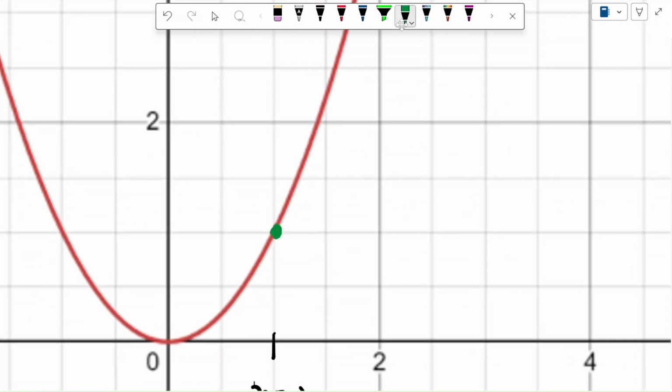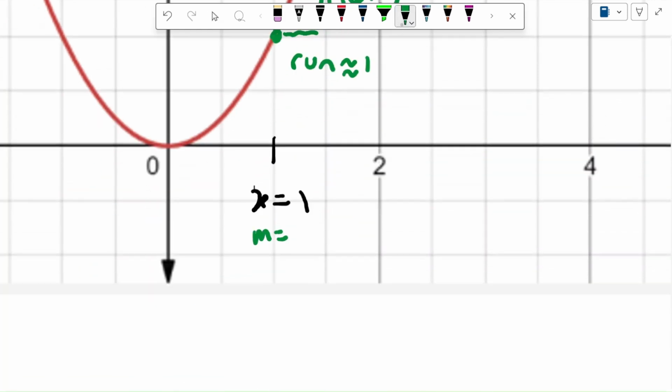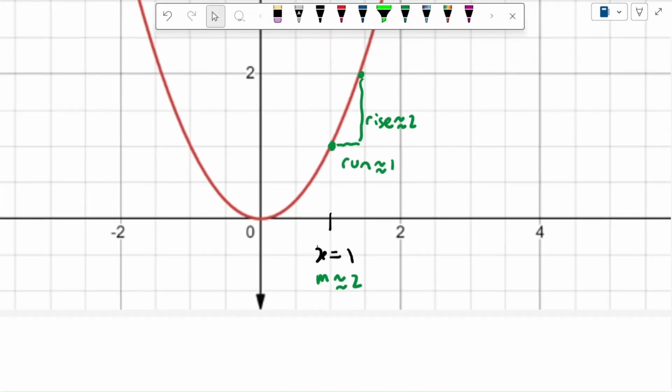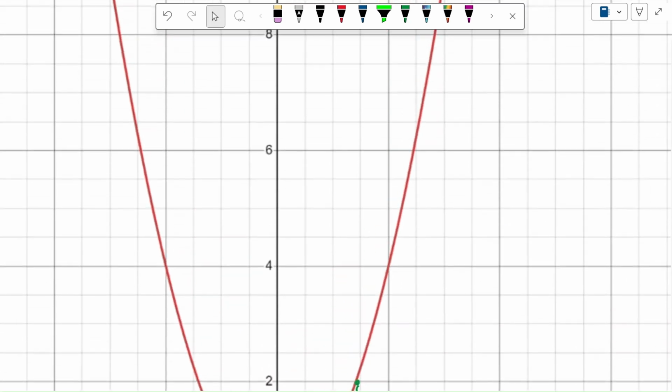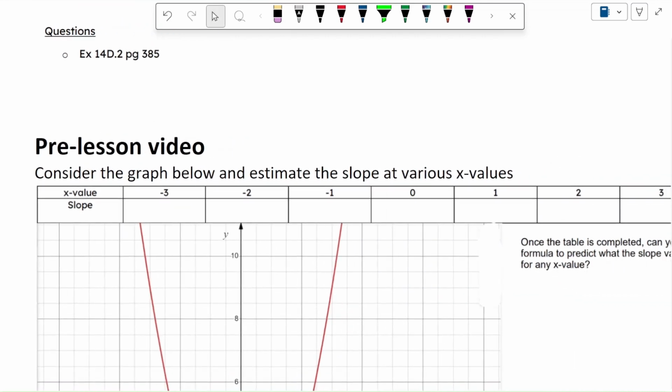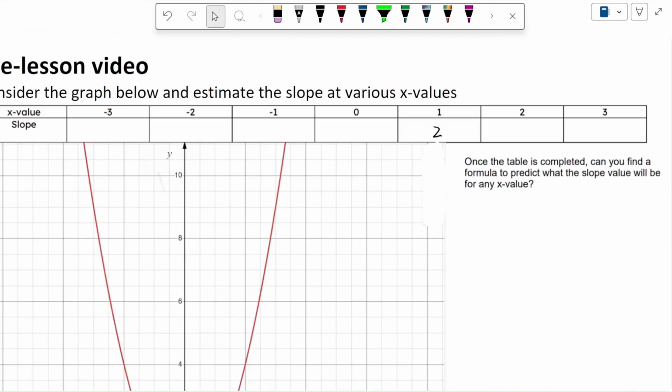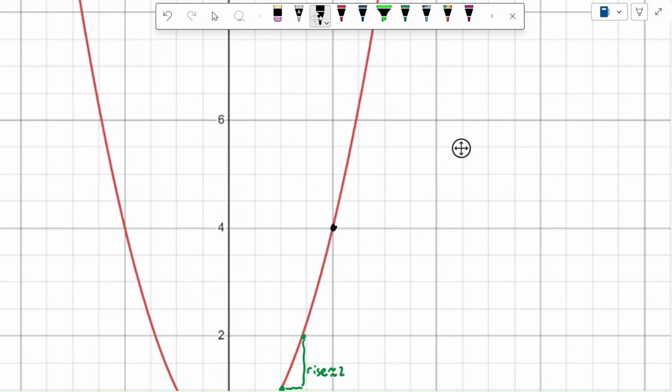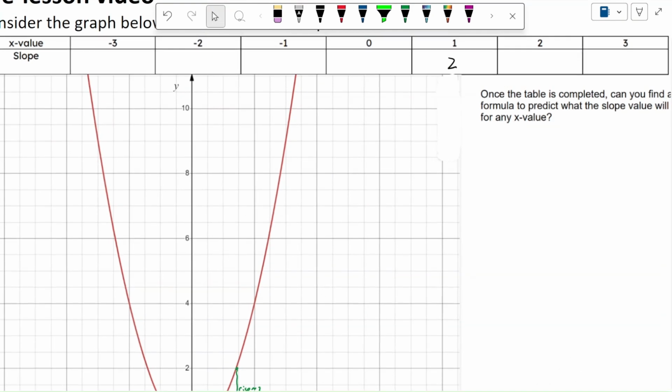If we pick 2 points really close, it sort of looks like the run roughly equals 1, and the rise roughly equals 2. So we might guess that the slope roughly equals 2 at this point. This is just sort of eyeballing, a very rough guess. If we fill out the table, we can see that if x is 1, the slope is 2. If x is 2, we can zoom in here, and it looks like it goes up 4 and across 1. So the slope would be 4.